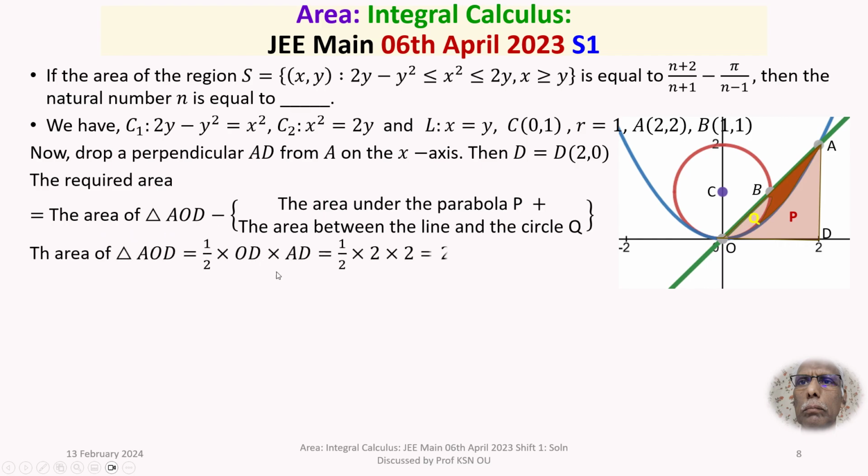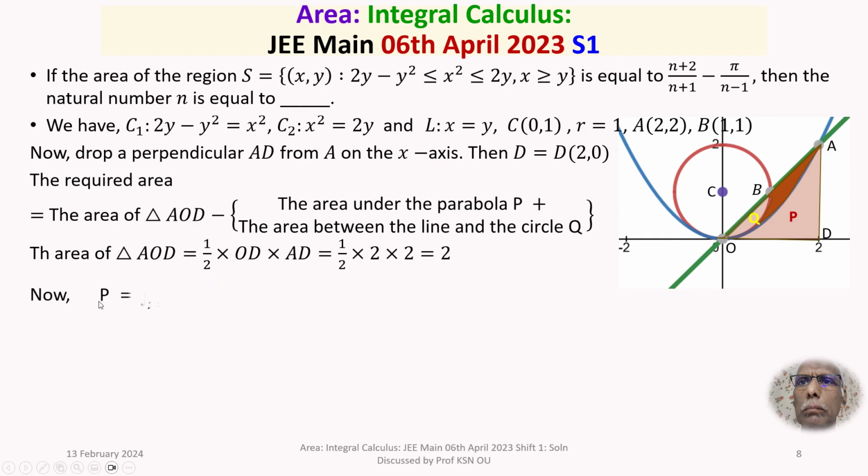That is equal to half base OD into height AD, is equal to 1 by 2 into OD is 2, AD is 2, 2 into 2. So that is 2. That is the area. So now let's compute P.